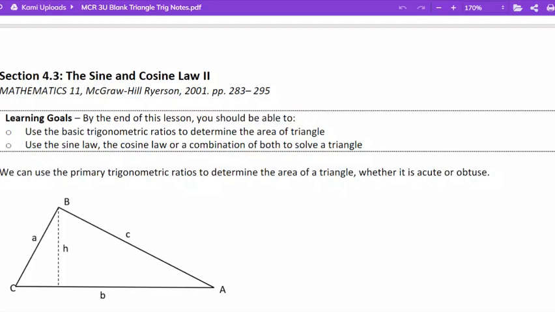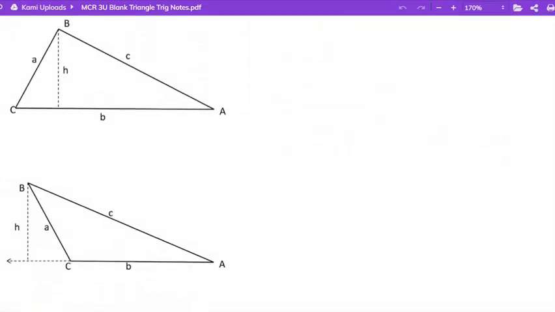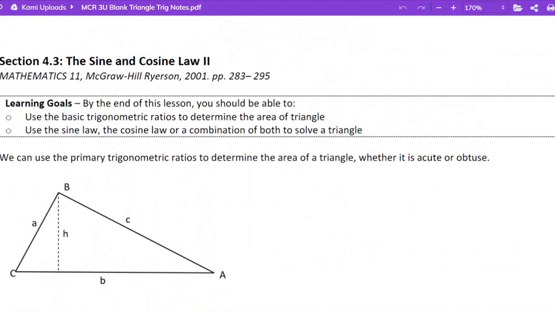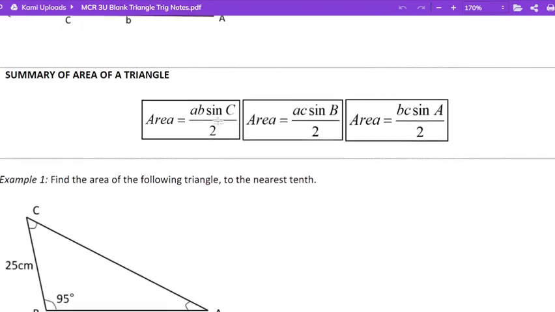I gave you triangle DEF on purpose because I knew that in the notes, our first triangle, actually both our triangles, are ABC, right? So now we get a chance to redo what we just did, to really solidify the derivation of this. All right. So today's learning goal: use basic trig ratios to determine the area of a triangle, and then use sine and cosine law for a combination of both triangles.